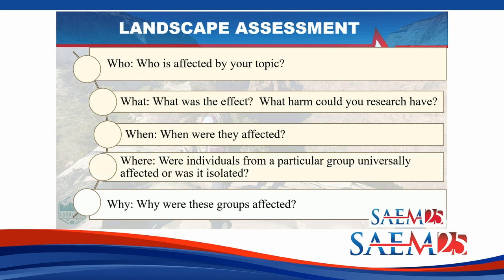Where? Were individuals from a particular group universally affected, or was it more isolated? And then why? Why were the groups affected? So what are the historical and cultural antecedents that affected the community? And there's so many different ways to do this landscape assessment, but it really all boils down to having a conversation. So chatting with individuals. You can do focus groups, interviews, community meetings.